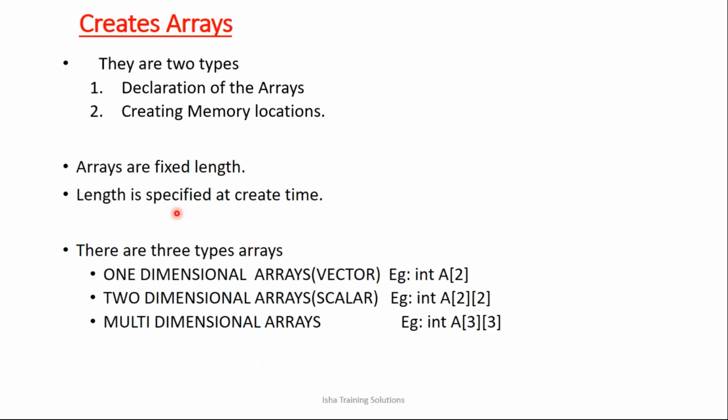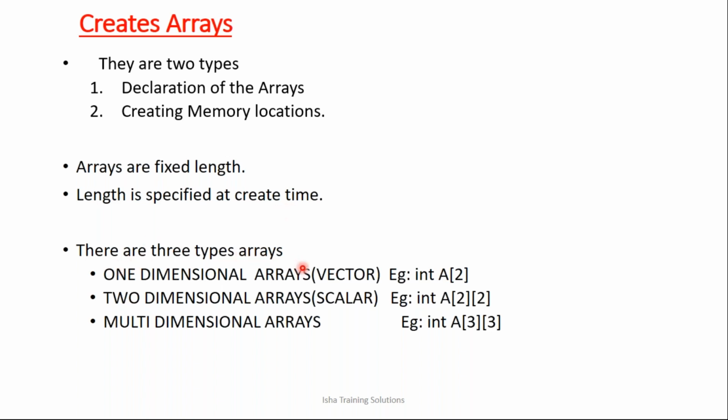Okay, length is specified at the create time. Correct? Why? Because you people are going to give the size of the array. Size of the array is simply nothing but the length of the array. Okay, marks of 10. 10 is going to be called as size of the array, or it can also be called as length of the array. So length is specified at the create time, or size of the array is again declared during the creation time.